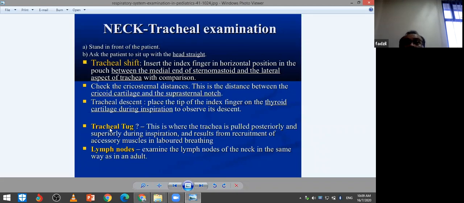If there is any obstructive breathing, you can see the movement of the trachea posteriorly, which means there is an obstruction, really an upper airway obstruction, tracheal tug. And you have to examine the lymph nodes of the neck also, because the neck lymph nodes are where the respiratory lymphatic system drains.